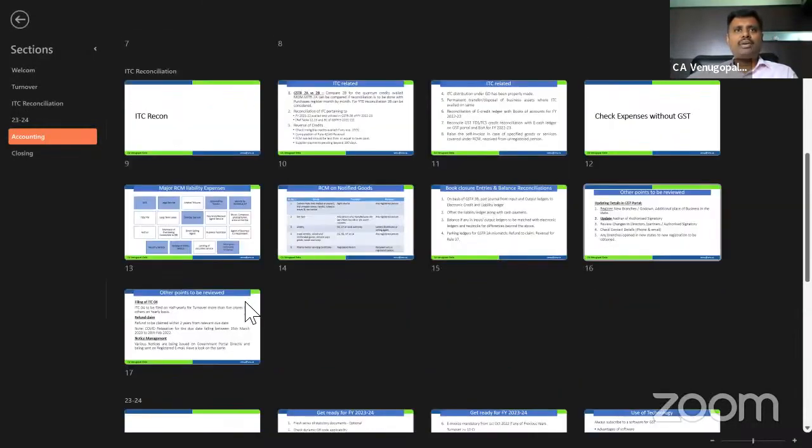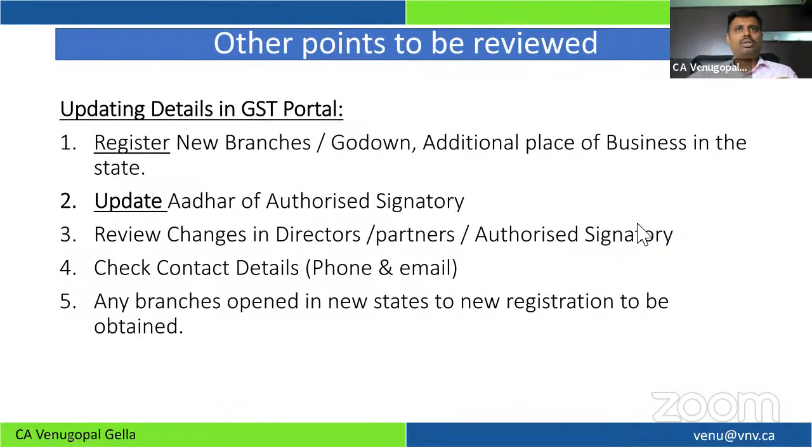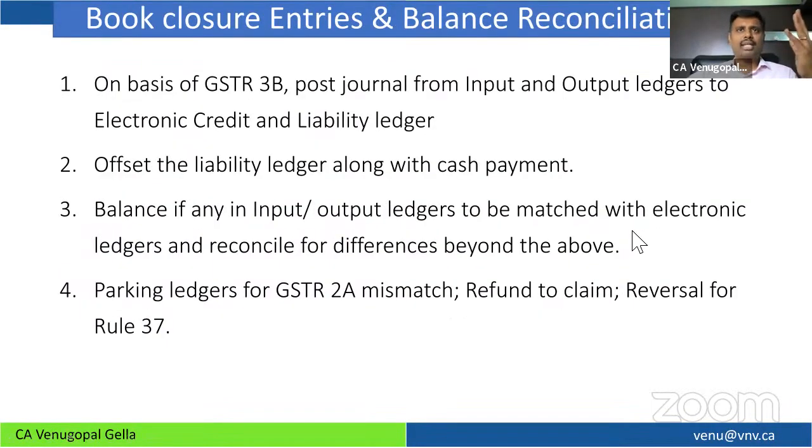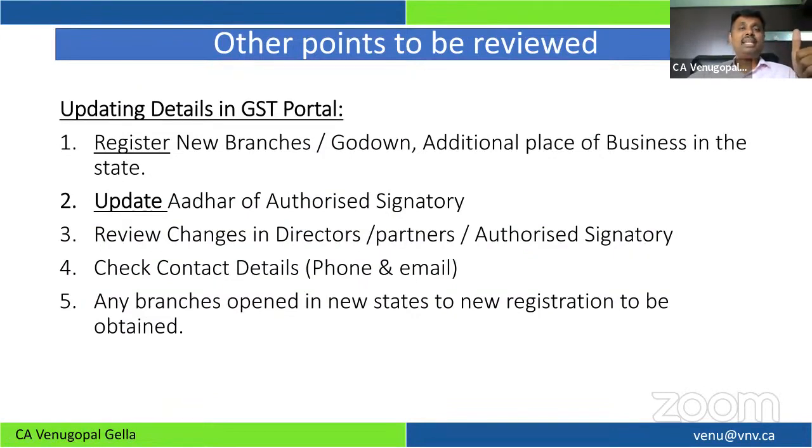Coming back, we have reviewed the account. We have reviewed the book closing entry. The other points: please see what branches and godowns you have, and whether you have updated them in the portal or not. Other accounts to be updated. See whether the current directors are there or any change in the directors needs to be updated. The phone number, is it still of the old accountant, and whose email ID is there? Please see that. If any branches have been opened in new states, there should be one additional registration in each state. More than one is up to you.